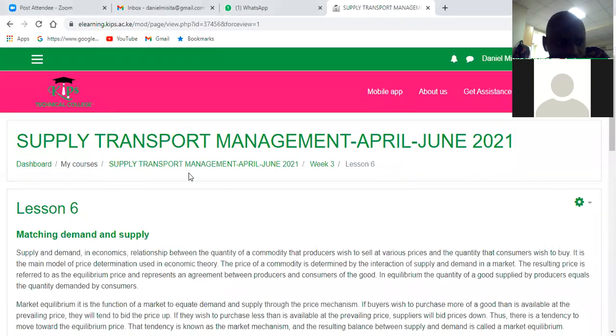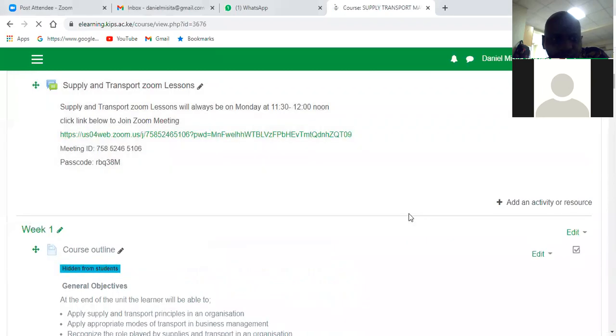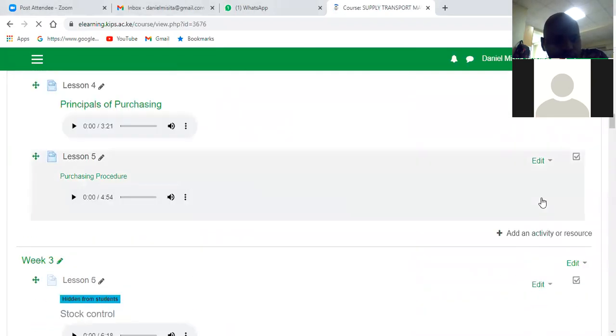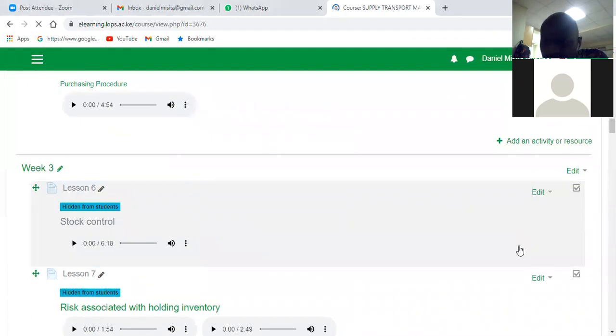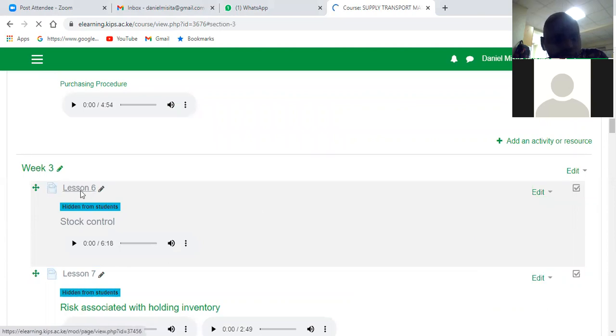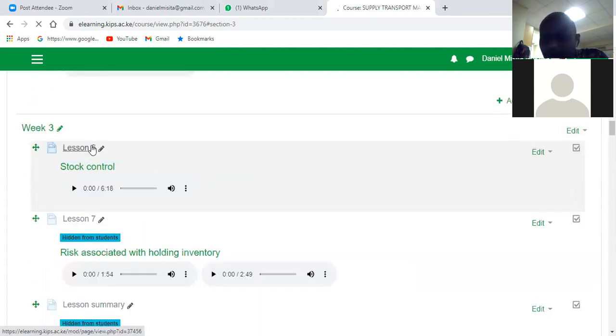So the other thing we are going to talk about is matching demand and supply. Matching demand and supply is all about creating a balance between demand and supply, by ensuring that you have the relevant materials that are very critical in the organization.